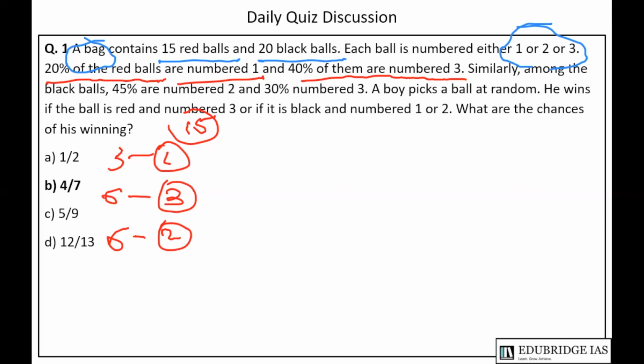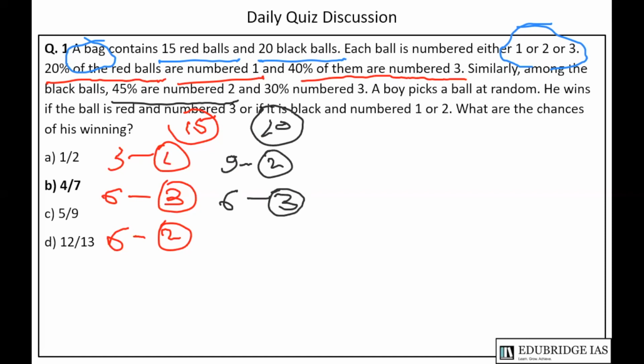Similarly, 45% of the black balls are numbered 2. Out of 20, 45% will be 9. So they are numbered 2. 30% of 20, how much is 30% of 20? 6. So they are numbered 3. So the remaining, 9 plus 6 is 15, so 5 balls are numbered 1.